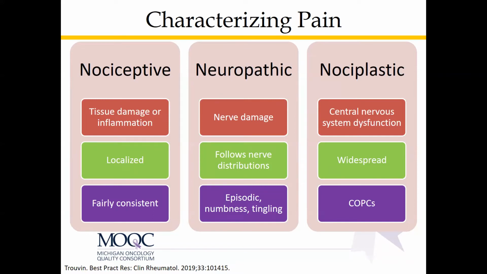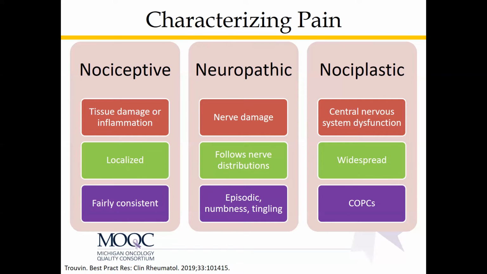Neuropathic pain comes from a lesion or damage to nerves. This can also be a part of cancer pain. So patients with cancer pain may also have neuropathy associated either with the tumor itself or from treatments. This follows nerve distributions, and so you should be able to pinpoint where it stops, where it starts, which direction it's heading into. This is generally episodic, and patients will describe it as numbness or tingling.